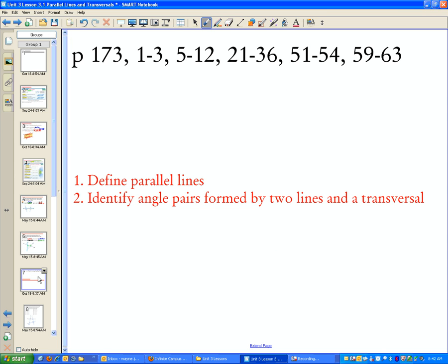All right, here's your assignment. Page 173 is where you start. Do 1 through 3, which we did. 5 through 12, which, hey, we did. 21 through 36, 51 through 54, and 59 through 63.